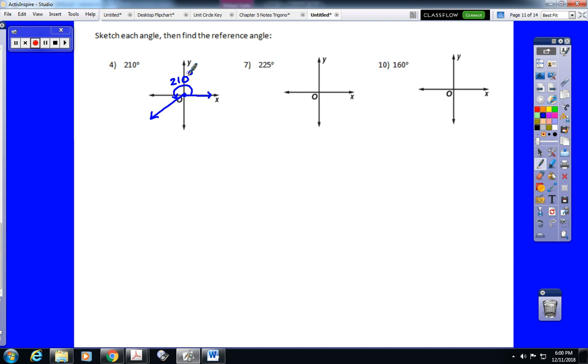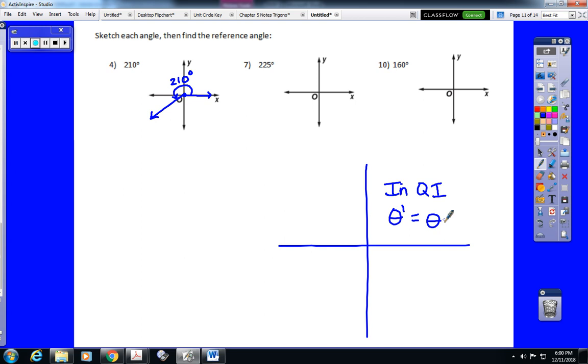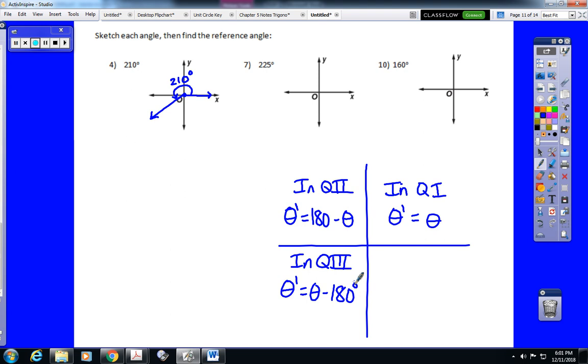Now the second part of this says find the reference angle. There will be a reference item that shows how to find the reference angle in each quadrant. And it looks something like this. In quadrant 1, the reference angle is the angle. In quadrant 2, the reference angle is 180 minus the angle. In quadrant 3, the reference angle is the angle minus 180 degrees. And in quadrant 4, the reference angle is 360 minus the angle.